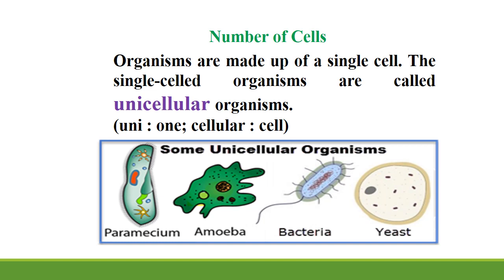According to the number of cells, organisms are broadly classified into two groups. The first is unicellular and the second is multicellular. Organisms made up of a single cell are called unicellular organisms. The single cell performs all the functions needed for sustaining life: growth, movement, digestion, excretion, respiration and reproduction. Examples are amoeba, paramecium, bacteria and yeast.